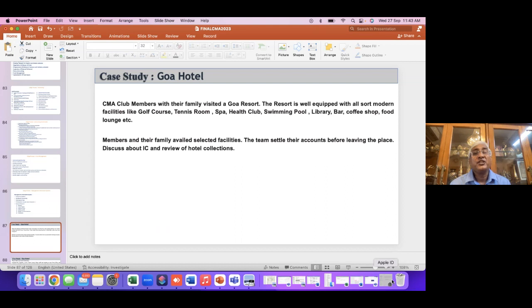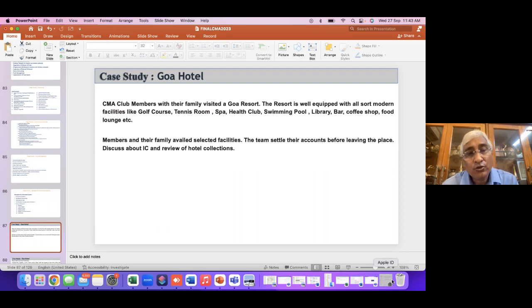Now we are shifting from hospital to the hospitality industry. It is again a case study. Here, CMA club members with their families visited a resort at Goa. The resort is well equipped with all sorts of modern facilities like golf course, tennis room, spa, health club, swimming pool, library, bar, coffee shop, food lounge, and different cuisines, multi-cuisine restaurants. So members and their families have selected facilities. The team settles their accounts before leaving the place.